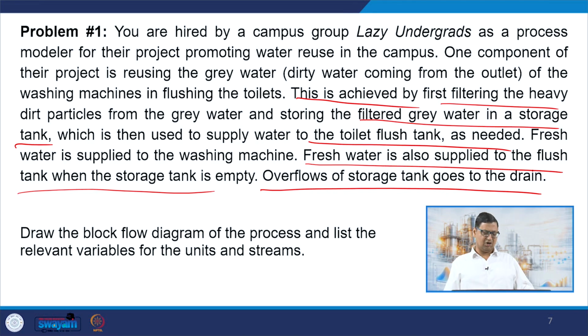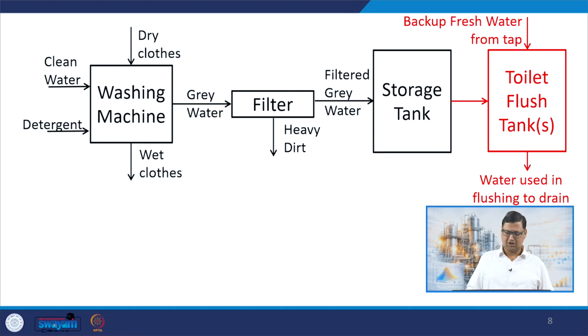So I want to draw the block flow diagram of this process and list the relevant variables for the units and streams and things like that. The first step is to draw the block flow diagram. How can we draw it? We have a washing machine. What is the main function of the washing machine?